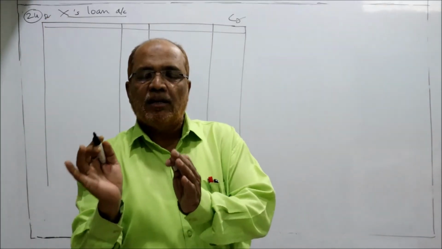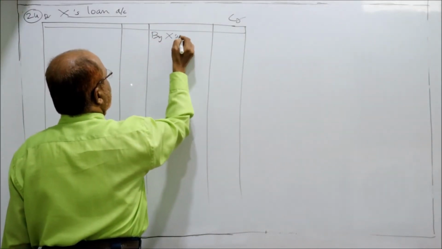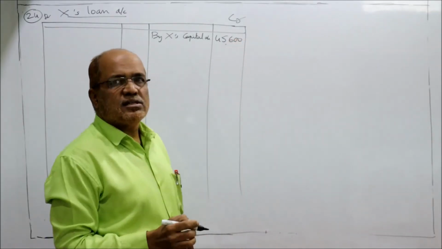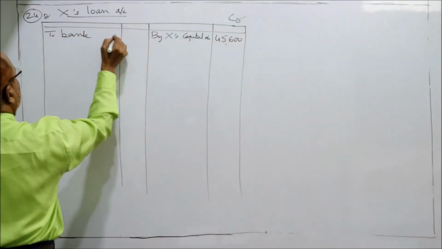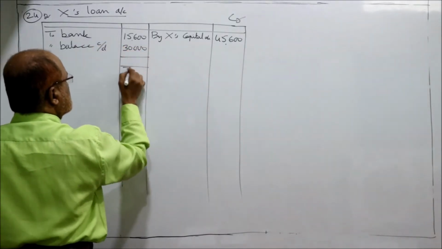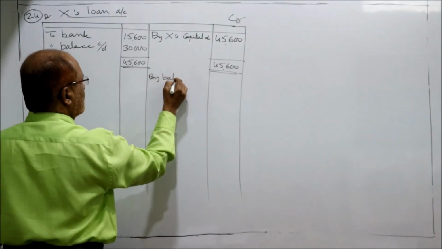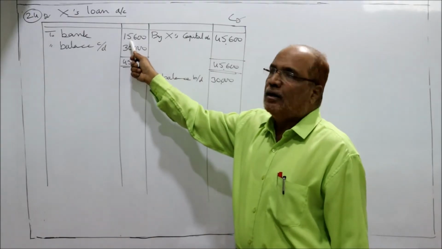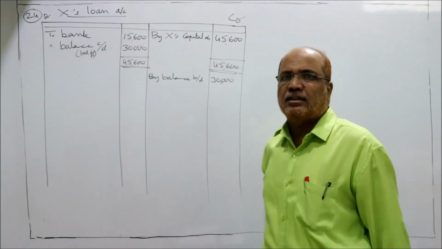The first entry, when he retires, the whole amount of capital will be transferred to loan account. X's capital account debit to X's loan account. By X's capital account, how much amount is due? 45,600. 45,600 are due to X. So out of which 15,600 are paid immediately. Out of 45,600, 15,600 are paid immediately to bank. Balancing figure kitna maloom ho jayega? 30,000. This is the balancing figure. 45,600 minus 15,600, 30,000 is the remaining amount due.